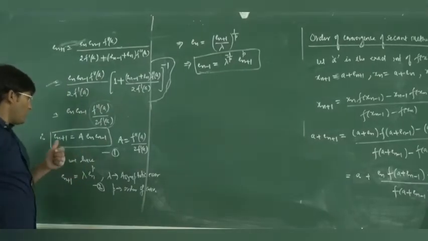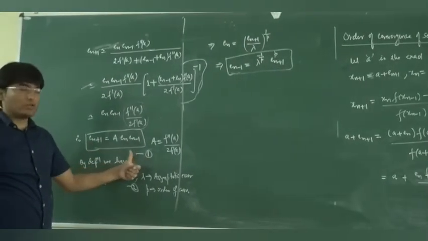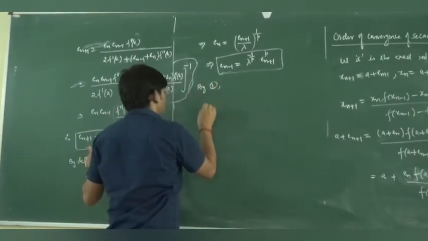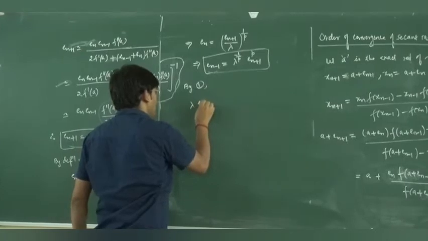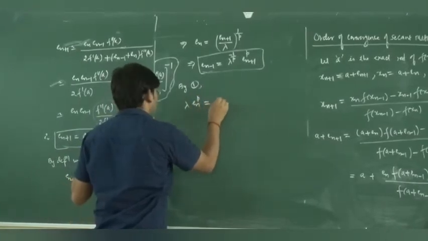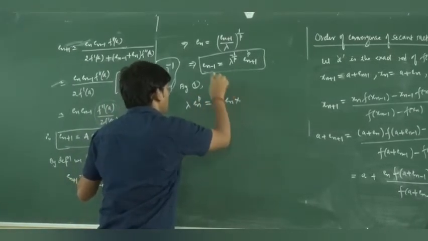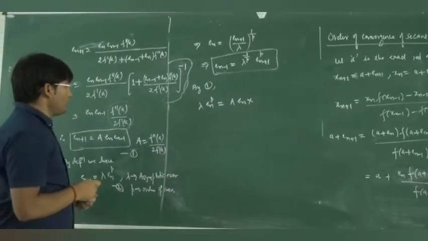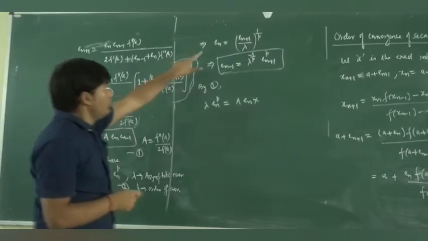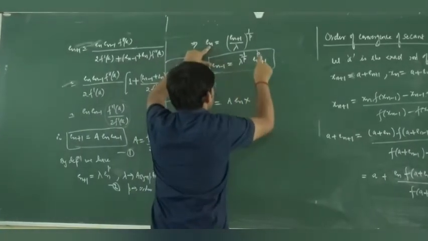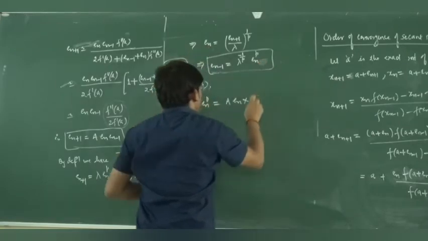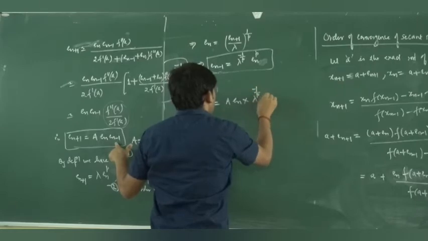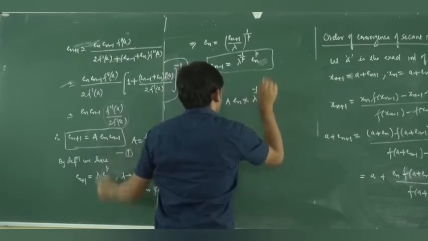Now just put the value of En plus 1 and En minus 1 in this equation number 1. So by 1, your En plus 1 was lambda times En power p, and in the right hand side we have A times En, and then the value of En minus 1. If you replace your n by n minus 1, then this will be your En. So the value of En minus 1 is equal to lambda power minus 1 by p into En power p.